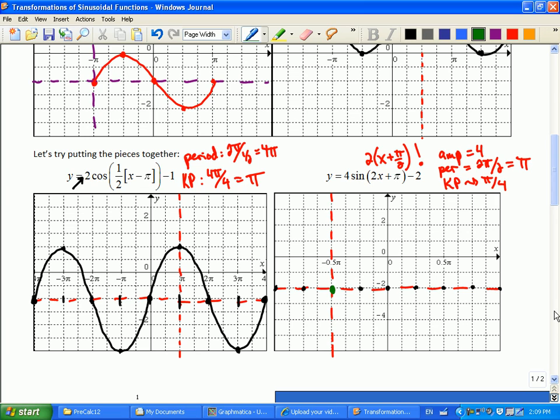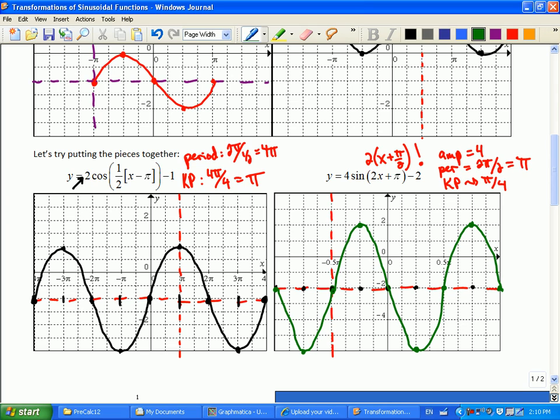So period is pi, because there's a horizontal stretch of 1/2. Key points then will be every pi divided by 4. So first one is there. Then I'm going to go up by 4 units this time. So 1, 2, 3, 4 units up. And then back to the center line. Then down 4 units, back to the center line, up 4 units, down 4 units, and I'll just do the pattern the rest of the way to finish off my graph. And it should look something like that.